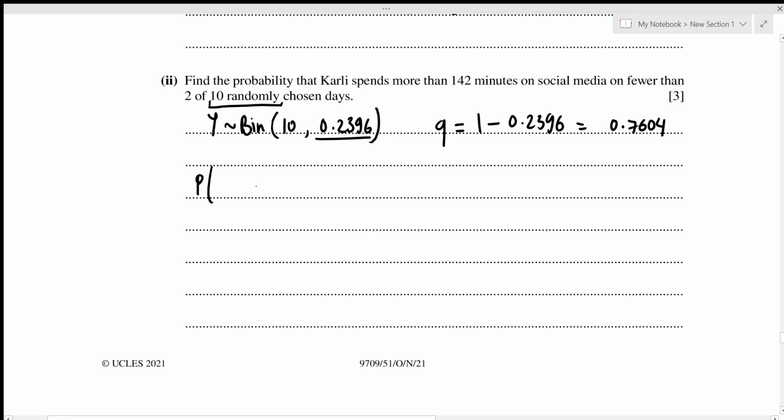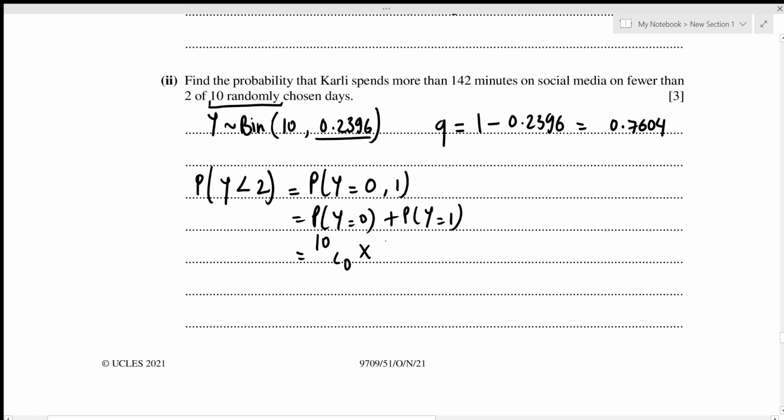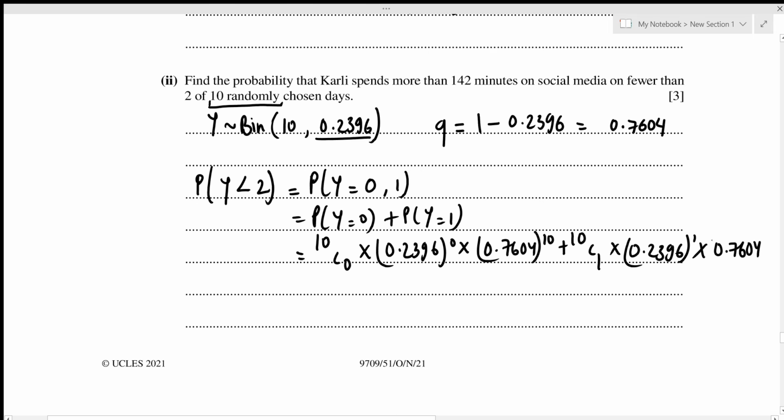Now, we need the probability that Carly spends more than 142 minutes on social media on fewer than 2 days. So y is less than 2. That just means y can take the values of 0 or 1. So that's going to be probability y equals 0 plus probability y equals 1. Now let's just use the formula for the binomial distribution. That's 10C0 into 0.2396 to the power 0 into 0.7604 to the power 10, plus 10C1 into 0.2396 to the power 1 into 0.7604 to the power 9.